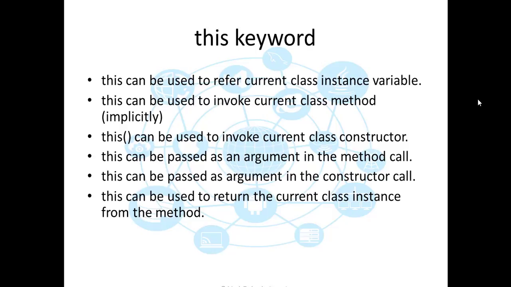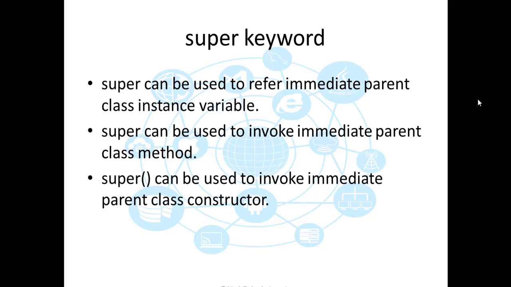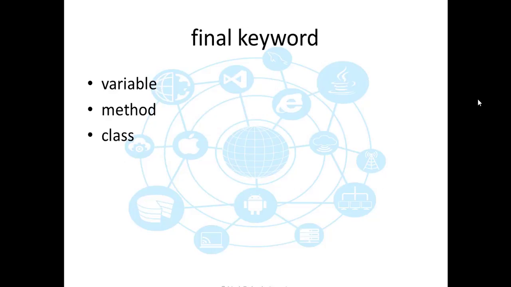Okay, let's move on to the next keyword, that is the super keyword. Super keyword is mainly used in a parent-child relationship, that is, it is used in inheritance. Super keyword is mainly used to refer to the immediate parent class instance variable or an immediate parent class method. It can also be used to invoke the immediate parent class constructor. So this is how the super keyword works.